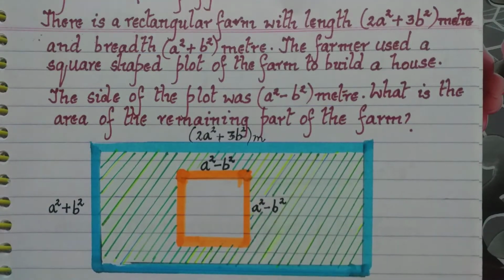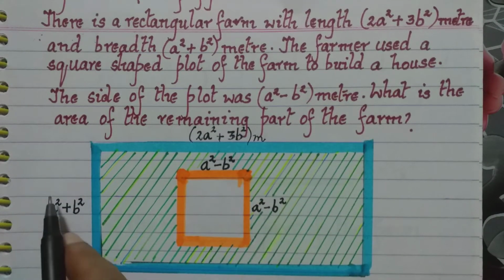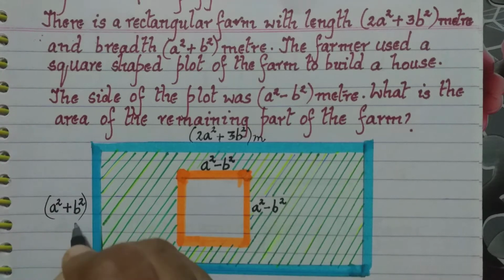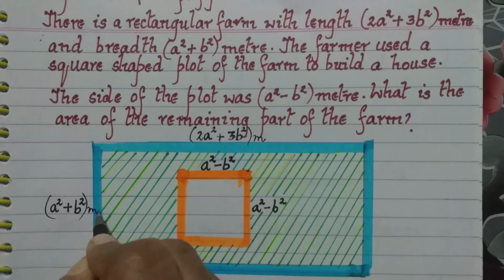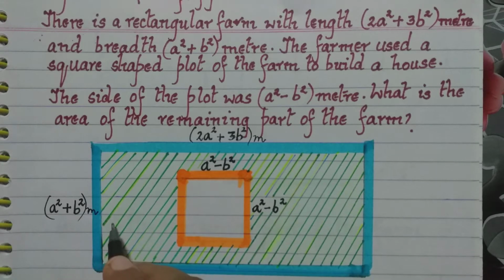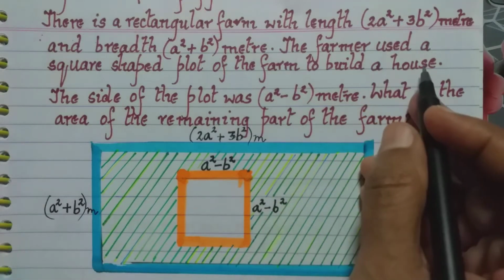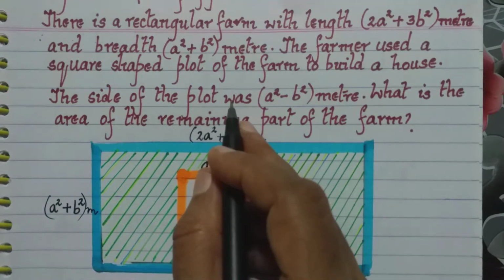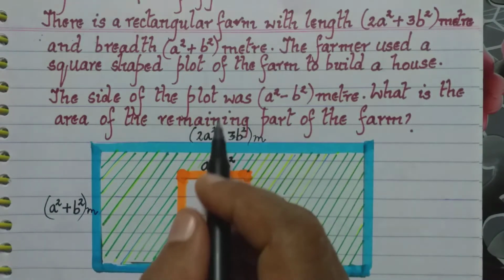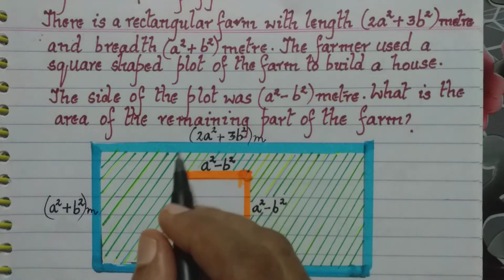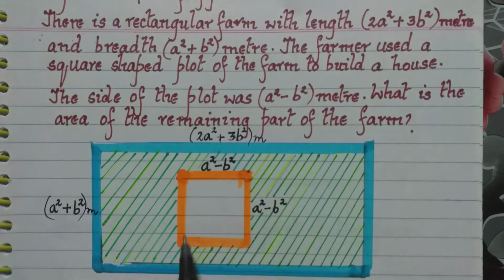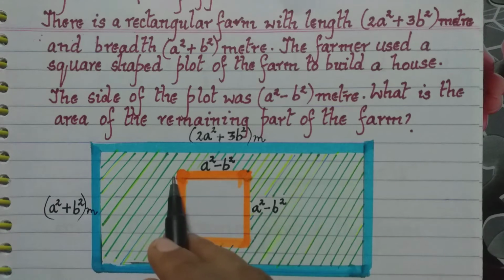And the breadth is a square plus b square meter. So we can write like this, a square plus b square meter. Further, what did they say? The farmer used a square shaped plot. So there is a square shaped plot inside this rectangular farm. So he used a square shaped plot of the farm to build a house.